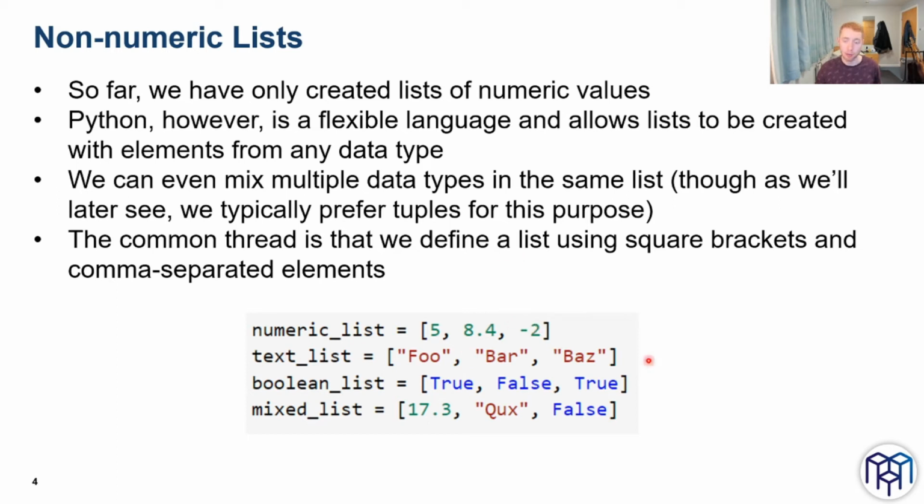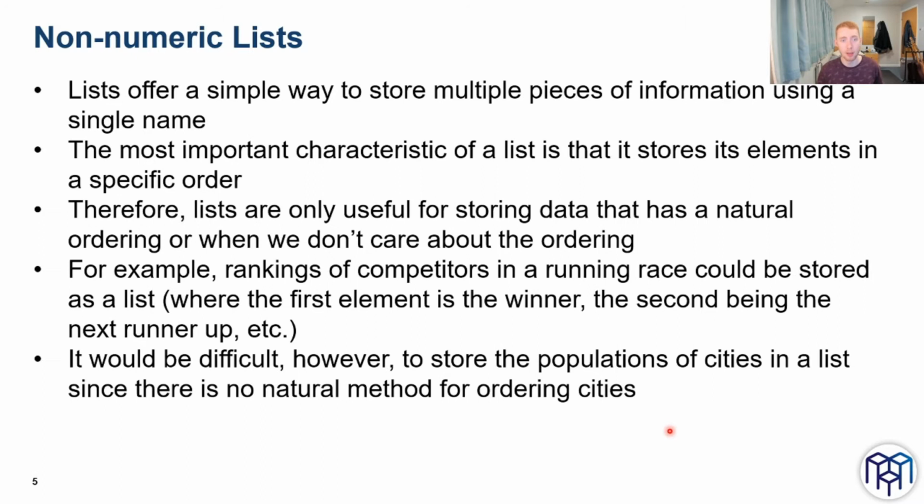Then we could have a list of strings, so kind of a list of text data, with each string in its own quotes, separated by commas, or a Boolean list containing true, false, and true. And finally, we mix these all together. Nothing wrong with that, but the tuple is a better type for doing that.